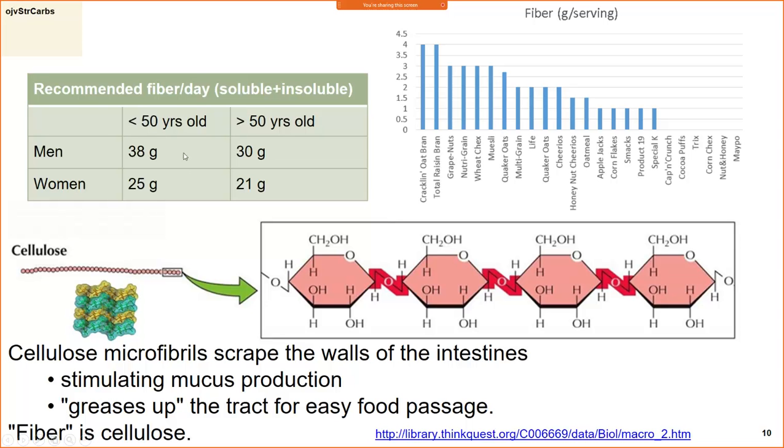If you look at how much fiber you're supposed to have, if you're a male less than 50 years old, 38 grams per day, and if you're a woman, 25 grams per day. Once you're older, it drops to 30 and 21 grams for men and women respectively. So usually each year I start to preach about having a certain amount, 5 or 10 grams, of fiber in a cup of water each day.